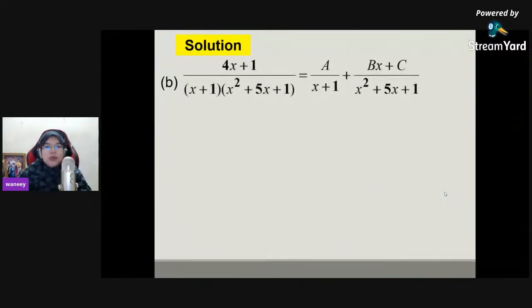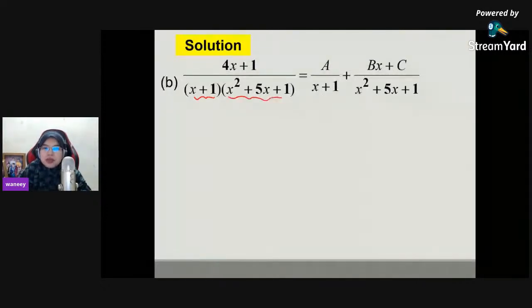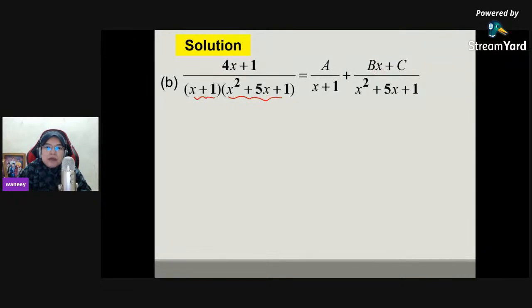Okay, so for B, we have (4x + 1) over (x + 1)(x² + 5x + 1). The x + 1 is simply linear, so A over x + 1, and x² + 5x + 1 is a quadratic that cannot be factorized completely, so that's why we have bx + c up here. So this is the first step: you separate them into two fractions.